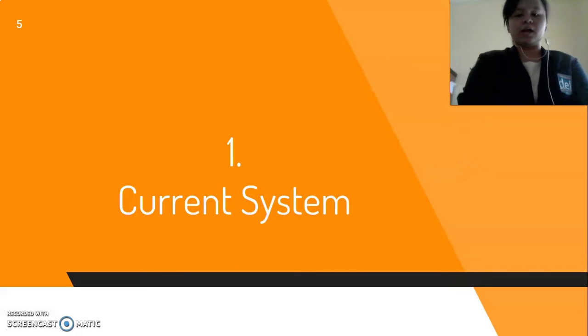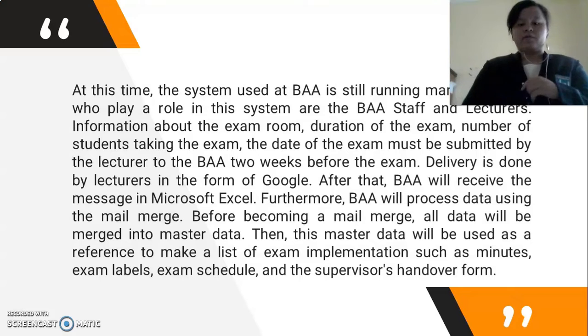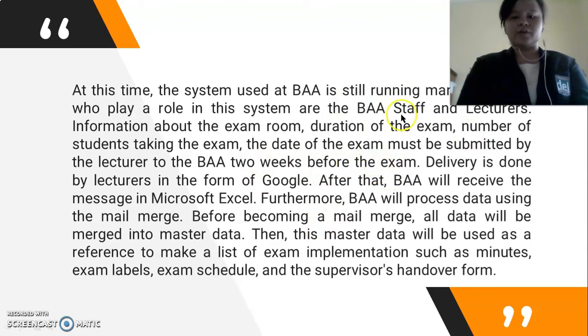In this section, I will explain the current system. The current system is the system that works at this time, how they do many things at this time. For the exam administration system, it works manually, using Google Form and Excel, and it wastes time to do the tasks. The role model of the system is administration staff, so they collect all of the master data in one folder as a reference to implement what they need for exam implementation, such as minutes, exam labels, exam schedule, and the supervisor's handover form. Thank you.